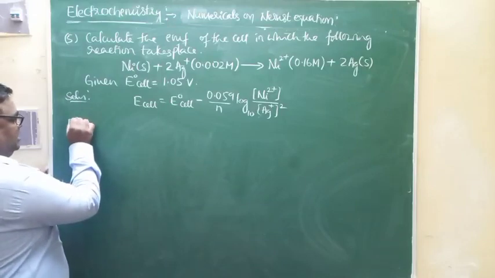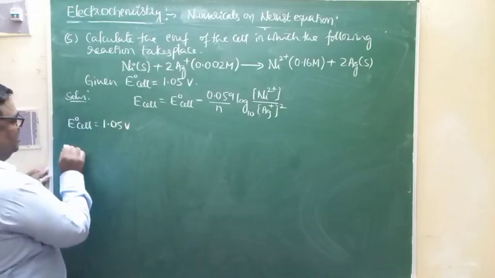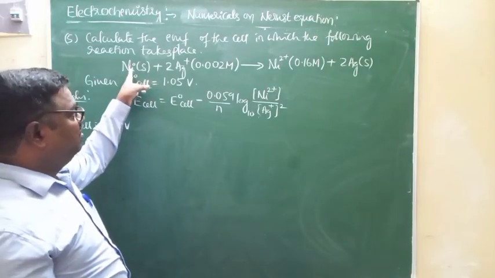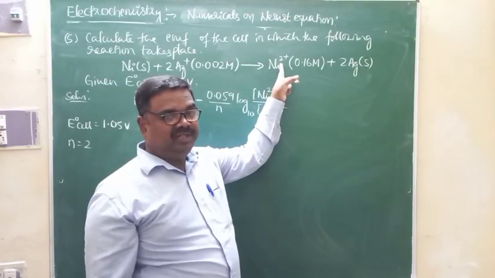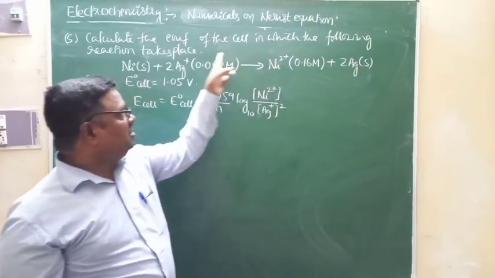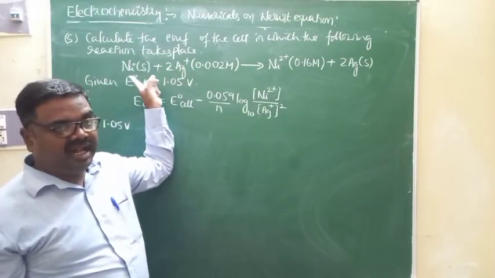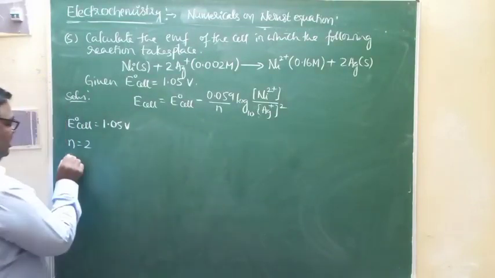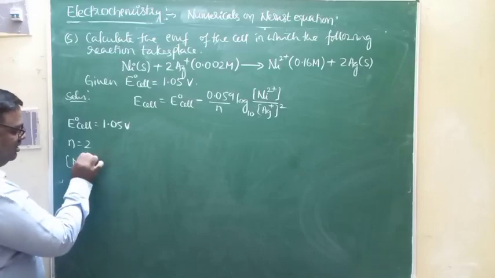E naught of cell is given. E naught of cell is given, that is 1.05 volts. How n is decided can be found on the basis of the equation. One atom of nickel loses 2 electrons. By losing 2 electrons, it becomes Ni2 plus. And those 2 electrons will be taken up by Ag plus. Therefore, the number of electrons exchanged between cathode and anode is 2. So the n value is obtained.